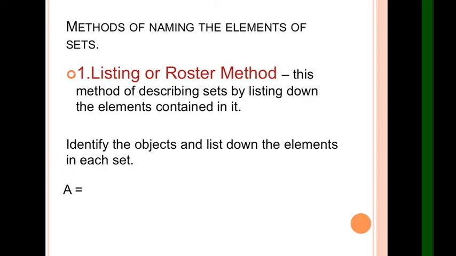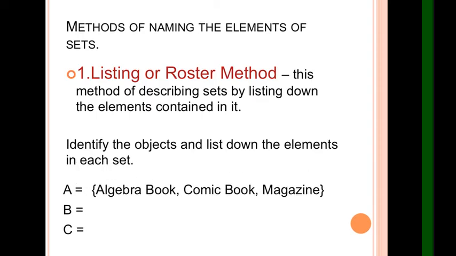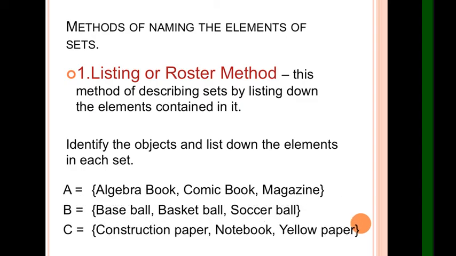We have sets A, B, and C. For set A, we have algebra book, comic book, and magazine. For set B, meron tayong baseball, basketball, and soccer ball. And for set C, we have construction paper, notebook, and yellow paper. These three are examples of the listing or roster method.